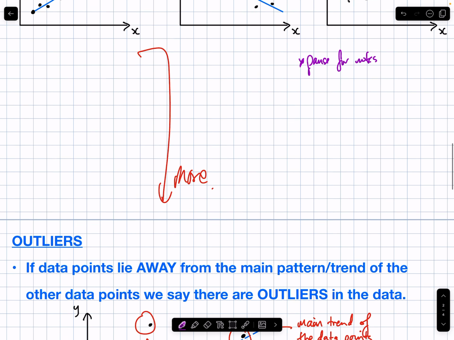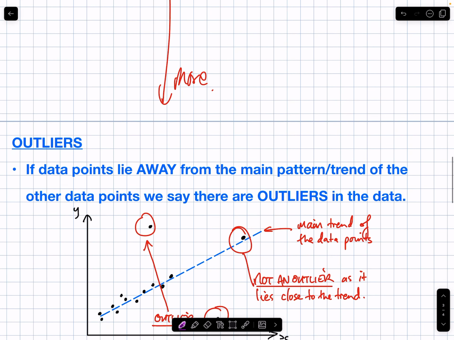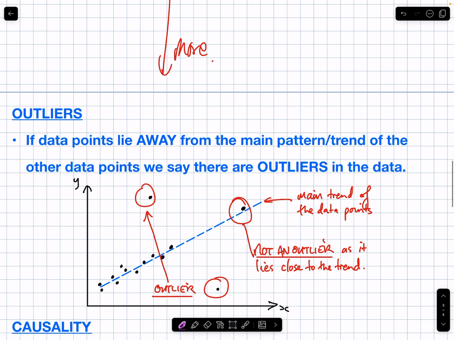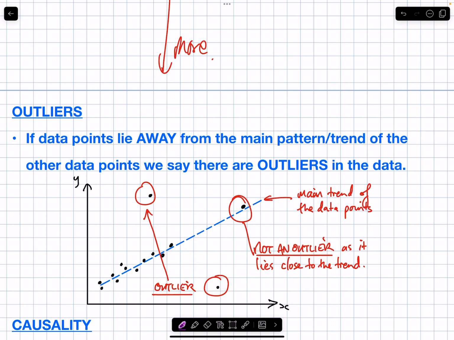The last one I'll be going over today, because you don't need to worry about causality at this year level. So we're only going over 4 out of the 5 aspects that form a correlation, is the idea of outliers, which we've spoken about before. If the data points lie, oh, I didn't want to draw there. I wanted to arrow, laser pointer.